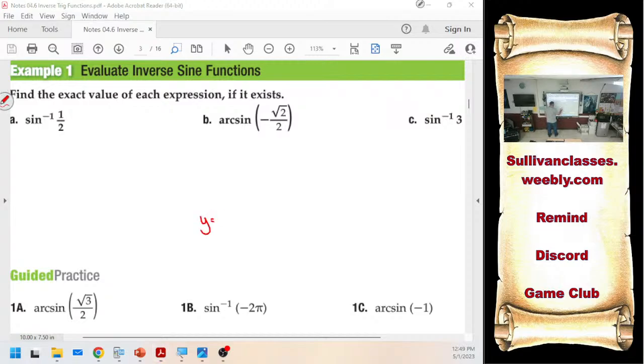So, y equals arcsine of x. We know that our domain is -1 to 1. New commandment of domain. Range, specifically for arcsine, -pi/2 to pi/2.